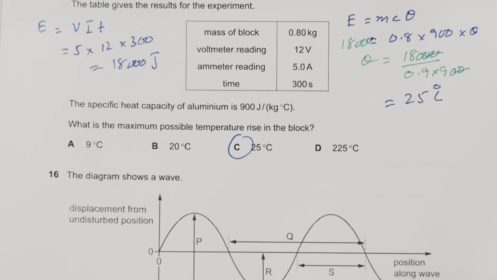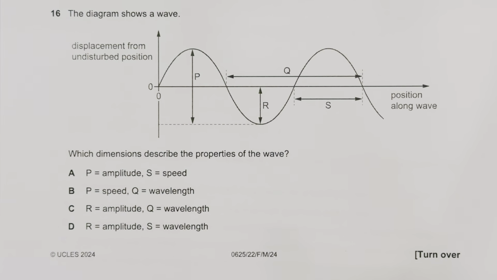Moving to question number 16, the diagram shows a wave displacement from its undisturbed position. Which dimensions describe the properties of the wave? P is the amplitude. No, P is not the amplitude. P is the speed. P is not the speed. R is the amplitude. Yes, R is the amplitude.